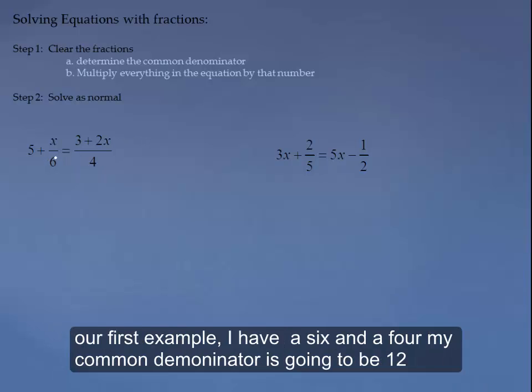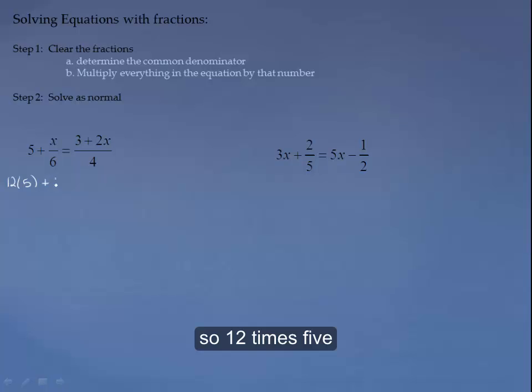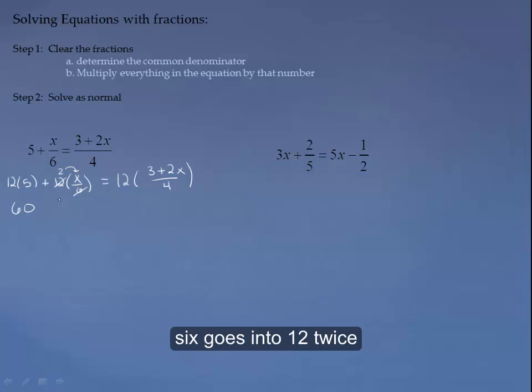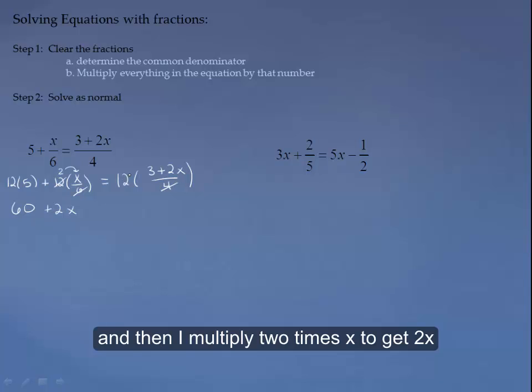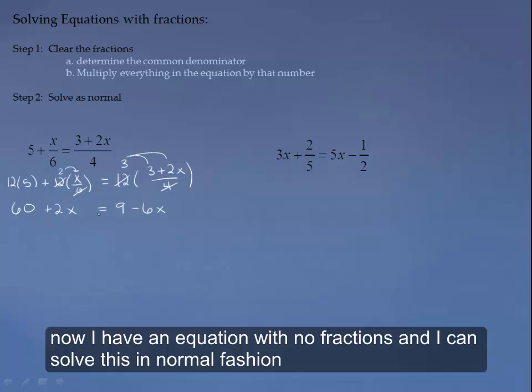So looking at our first example, I have a 6 and a 4. My common denominator is going to be 12. So I am going to multiply every single term in this equation by 12. So 12 times 5 plus 12 times x over 6 equals 12 times 3 plus 2x over 4. Once you've done that, 12 times 5 is 60. 6 goes into 12 twice. Then I multiply 2 times x to get 2x. 4 goes into 12 3 times, and then I distribute in this 3 to get 9 minus 6x. Now I have an equation with no fractions, and I can solve this in the normal fashion.